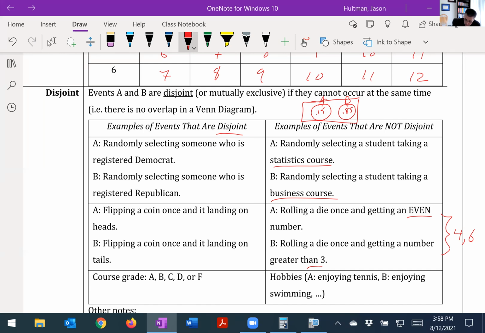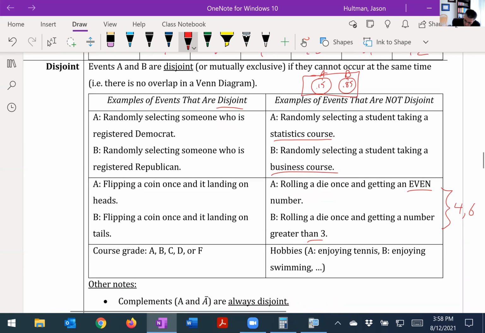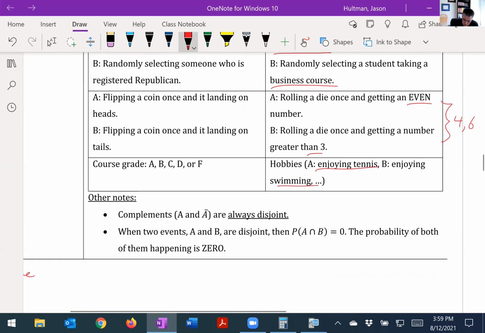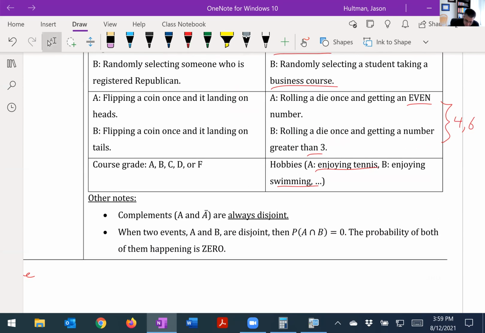Hobbies, tennis, swimming, and so on. You can enjoy tennis and swimming. Can you have a racket and play tennis? Probably not while you're swimming, but you can enjoy both. Maybe not at the same time.